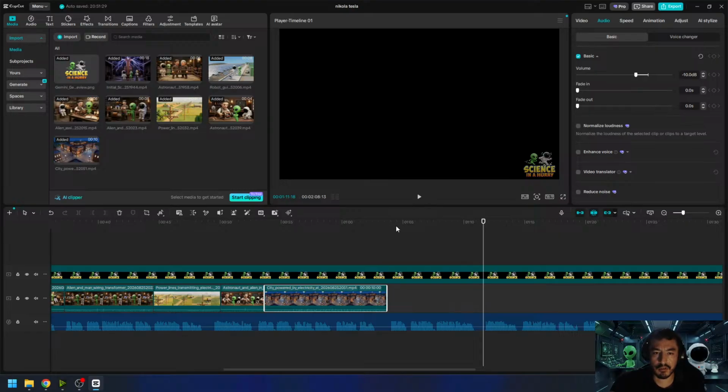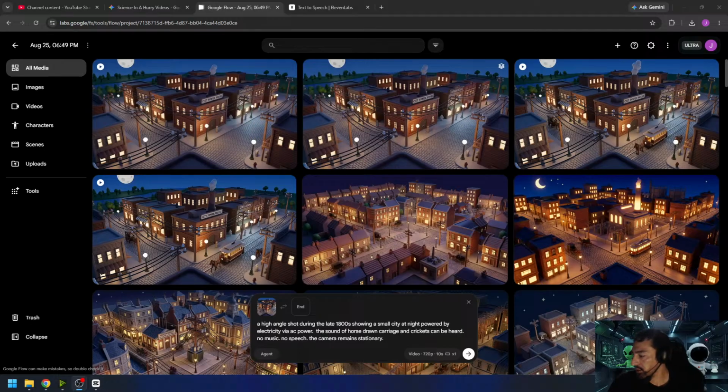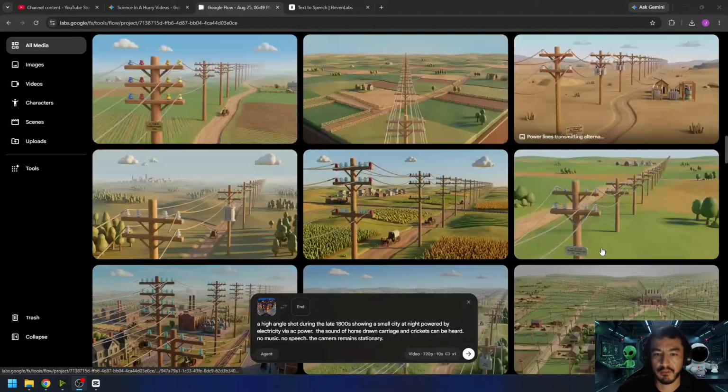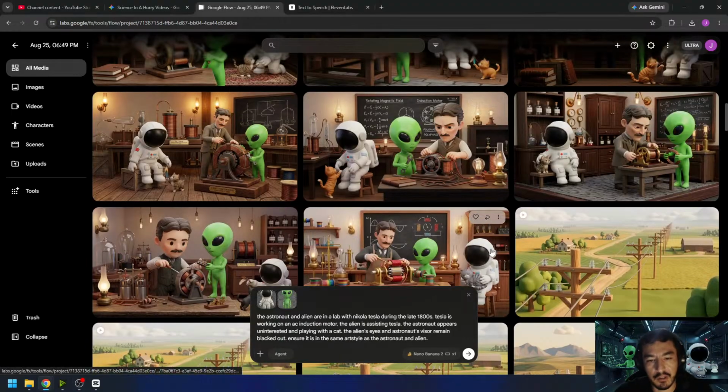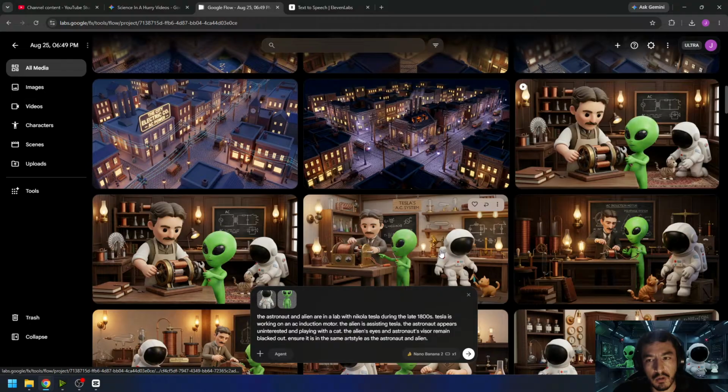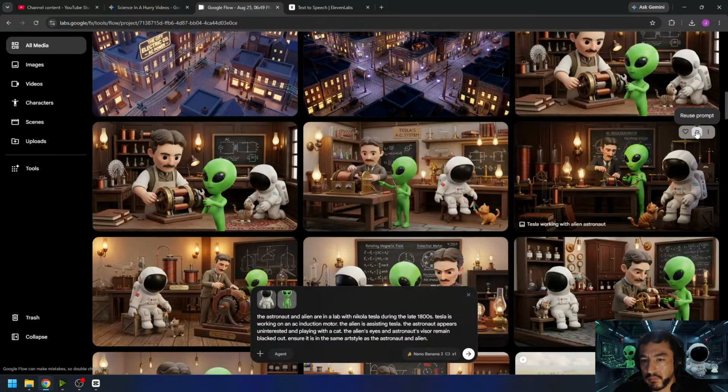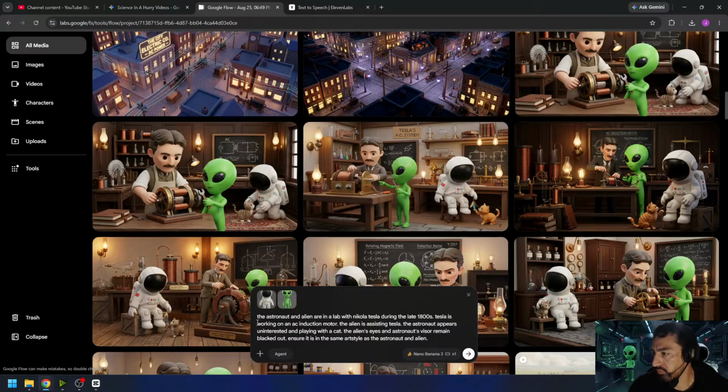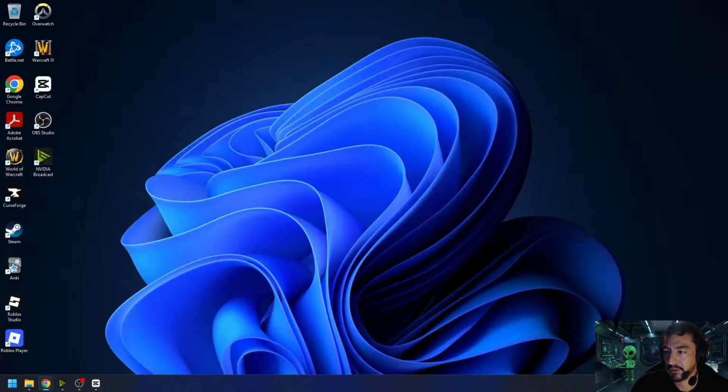Okay, so for this one, that's 11:18, so that's going to be about an 8-second clip. What we can do for this one is go back to the astronaut and alien. Astronaut and alien are in the lab with Nikola Tesla during the late 1800s. Tesla is, let's have him writing down script, say again.